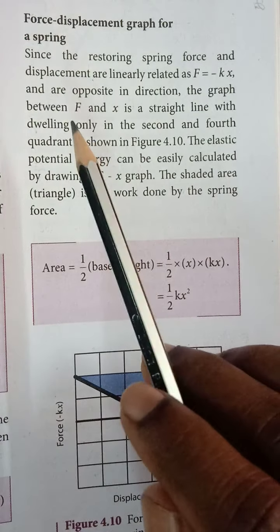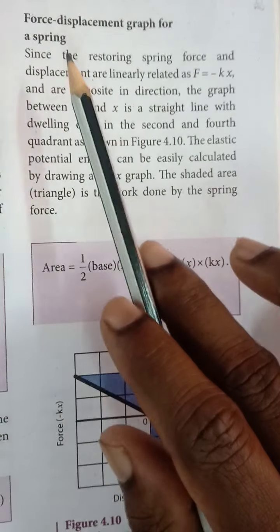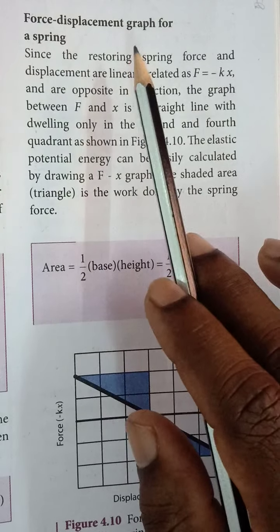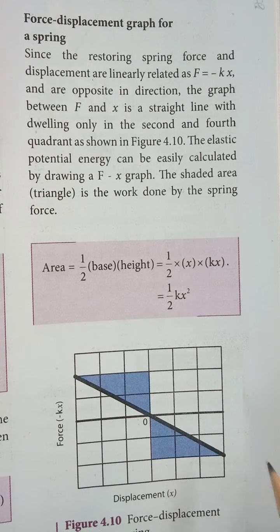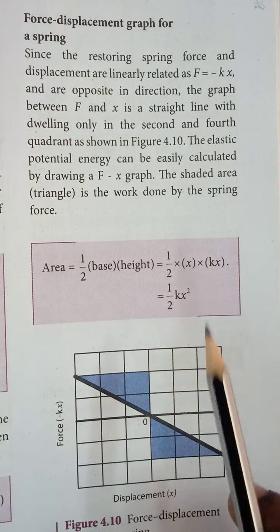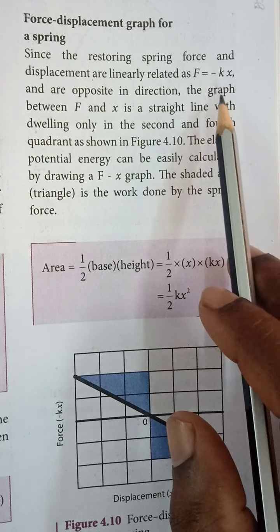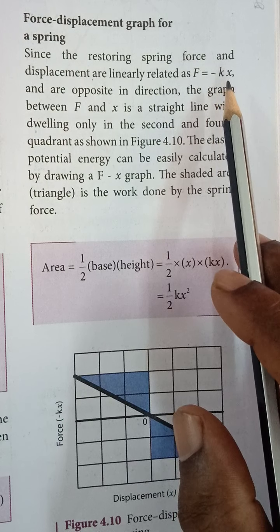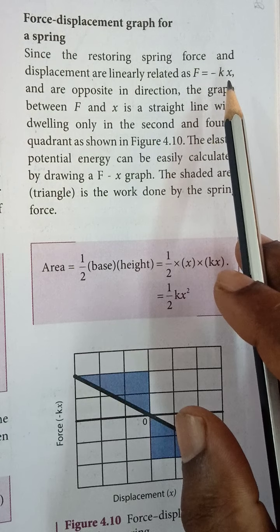Next topic is the graph between force and displacement for a spring. See the graph. The x-axis is displacement, the y-axis is force. The formula for spring force is F equals minus k into x. k is called the spring constant, and x is called the spring displacement.